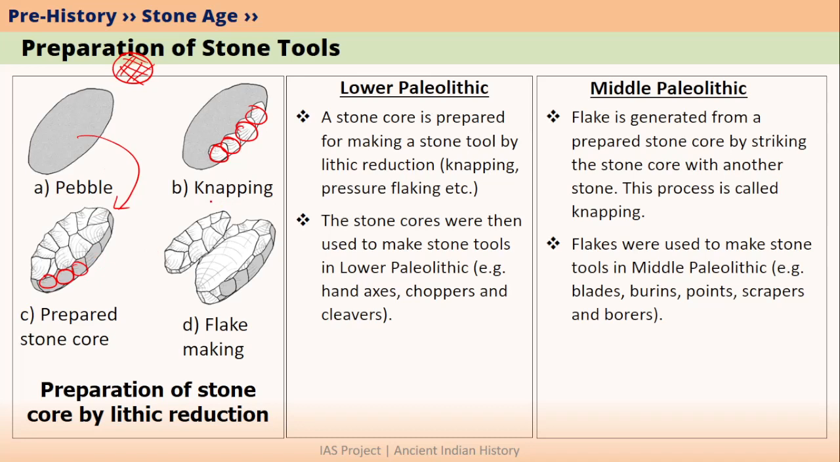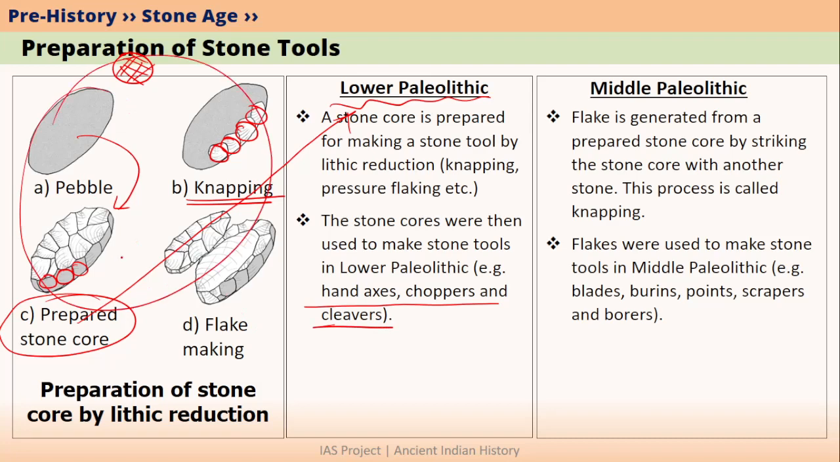This process of hitting two stones is called knapping. So now this is called a prepared stone core, and this prepared stone core was used for making stone tools in the lower Paleolithic period. And what kind of stone tools did they make? They made hand axes, choppers and cleavers. This process is called lithic reduction.